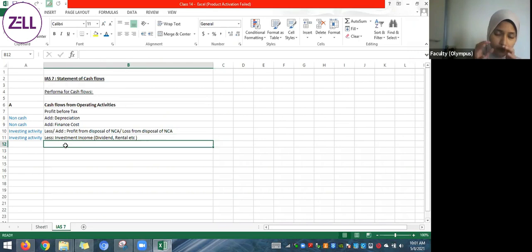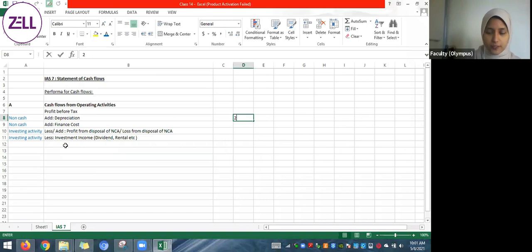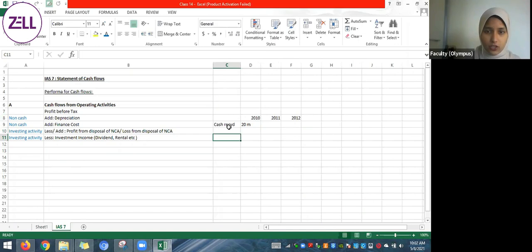This is one point, and the second is that it is also non-cash income. What you take to the PL is what you deserve. It doesn't mean that's the cash you've got. For example, suppose in 2010 you got 20 million for an asset whose life is 10 years. But you got the entire cash in 2010 only, the year of purchase. In 2011 no cash is coming in, and in 2012 also no cash is coming in. Whatever cash had to come, came in 2010. But what are you recording in your PL as government grant income?